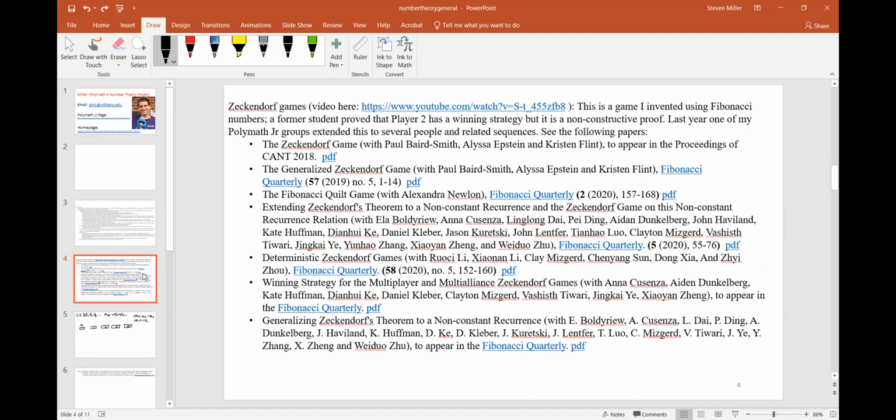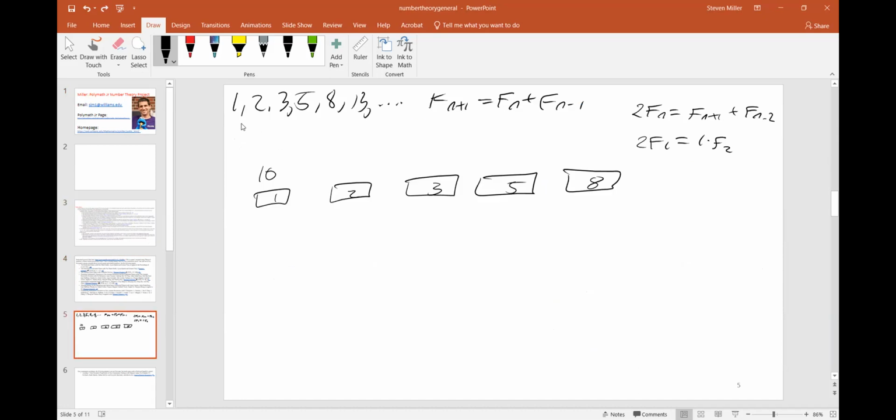So the first is on Zeckendorf games. And again, as I mentioned, this has led to a lot of publications with students, including those from the PolymathJr REU last year, and they're happy to continue. So very briefly, what is the Zeckendorf game? We'll take the Fibonacci numbers 1, 2, 3, 5, 8, 13, where each number is the sum of the previous two. There's a reason we start with 1 and not 0, 1, 1. And we have two different rules to combine things.